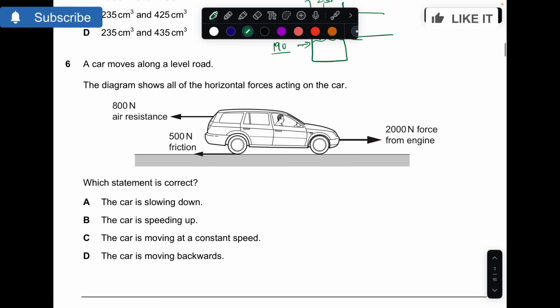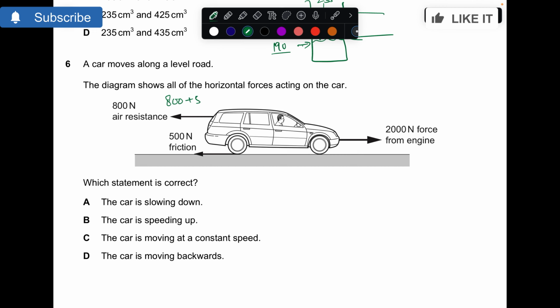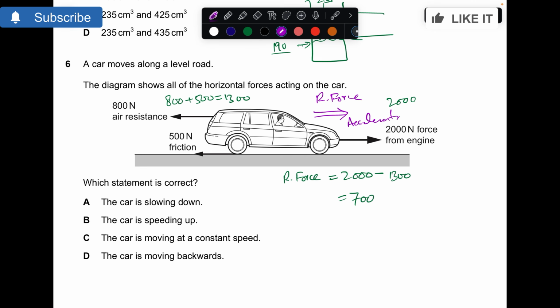In the next question, a car moves along a level road. The diagram shows all the horizontal forces acting on the car. Which statement is correct? If you see these two forces, they're in the same direction. So 800 plus 500 will give you 1300. And this is 2000. So the resultant force will be 2000 minus 1300, that is 700. So the resultant force is in this direction. So this thing will be accelerating because resultant force is directly proportional to the acceleration. So this thing will be speeding up. That's option B, that is correct.